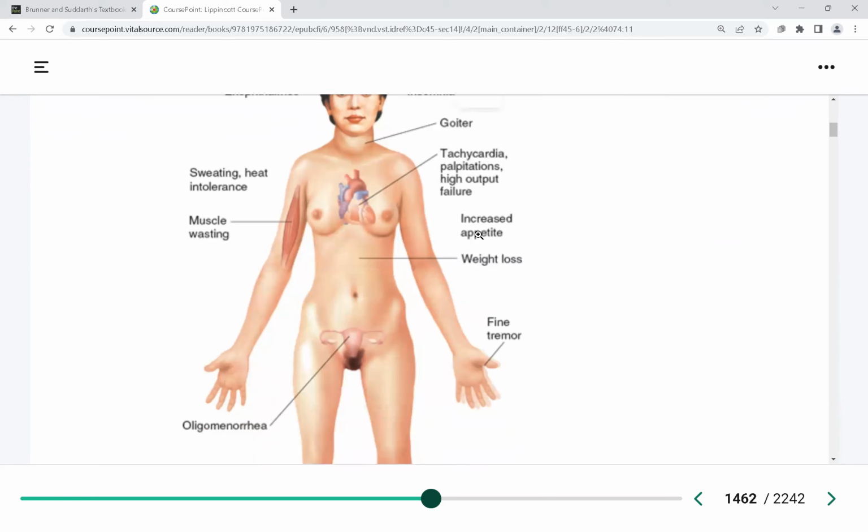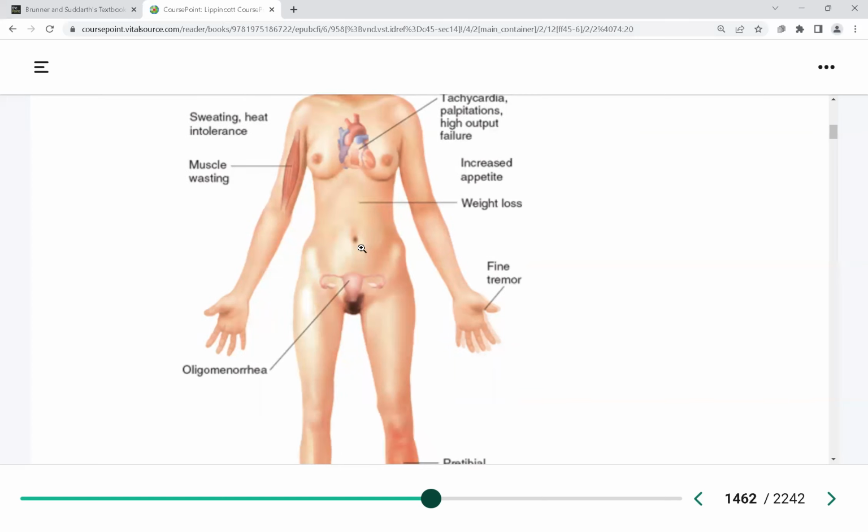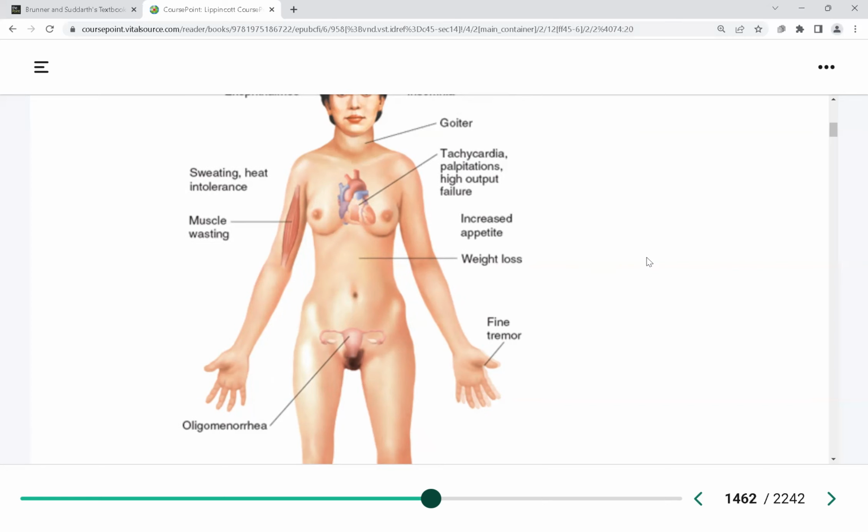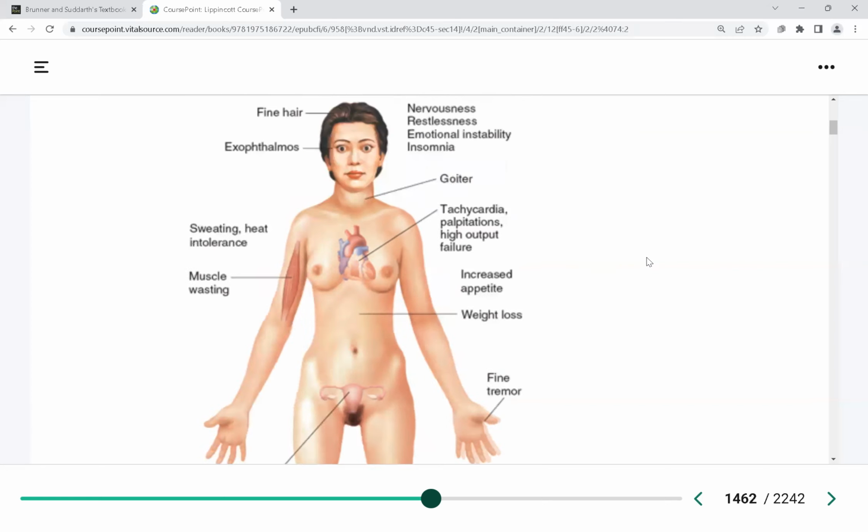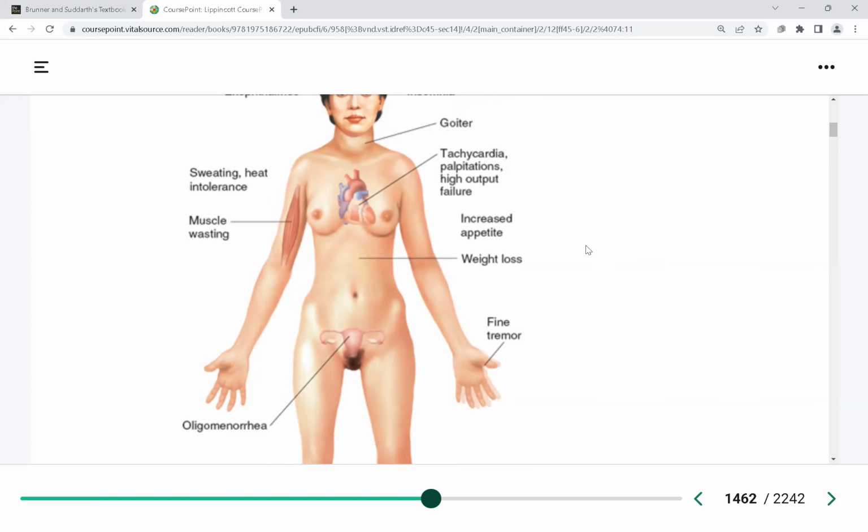The patient has increased appetite, but no matter how much they eat, the metabolic rate is so high that they cannot possibly eat 24/7. So therefore, they will continue to lose weight despite the increased appetite and increased food consumption. There's muscle wasting as a result. There will be no fat at all. The patient will be very skinny. In fact, they will be malnourished. They will go into a negative nitrogen balance because of this increased metabolic activity.